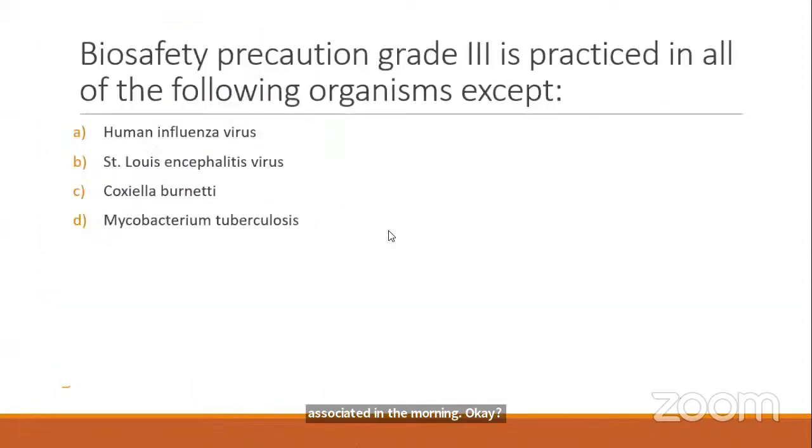Okay. Biosafety level 3 precaution is practiced in all of the following organisms except? No, Mycobacterium tuberculosis is the thing which requires a level 3 lab. It is human influenza virus. It only needs level 2, a virus which can be opened in a level 2 laboratory. So biosafety level 2 is only required. For all the other pathogens, they are very deadly and we should open them only under biosafety level 3 precautions.